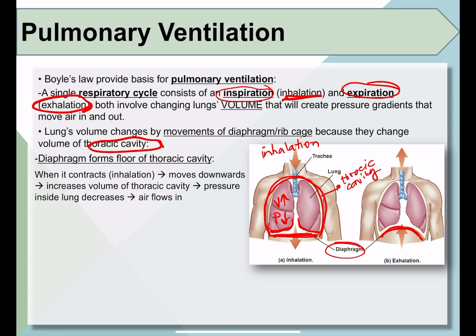And gas acts just like solution. It always goes from an area of higher pressure to an area of lower pressure. So now that the pressure inside the lungs is lower than the atmospheric pressure, because the pressure has now decreased, gas flows from higher concentration to lower concentration. Air will just flow right into your lungs, okay?